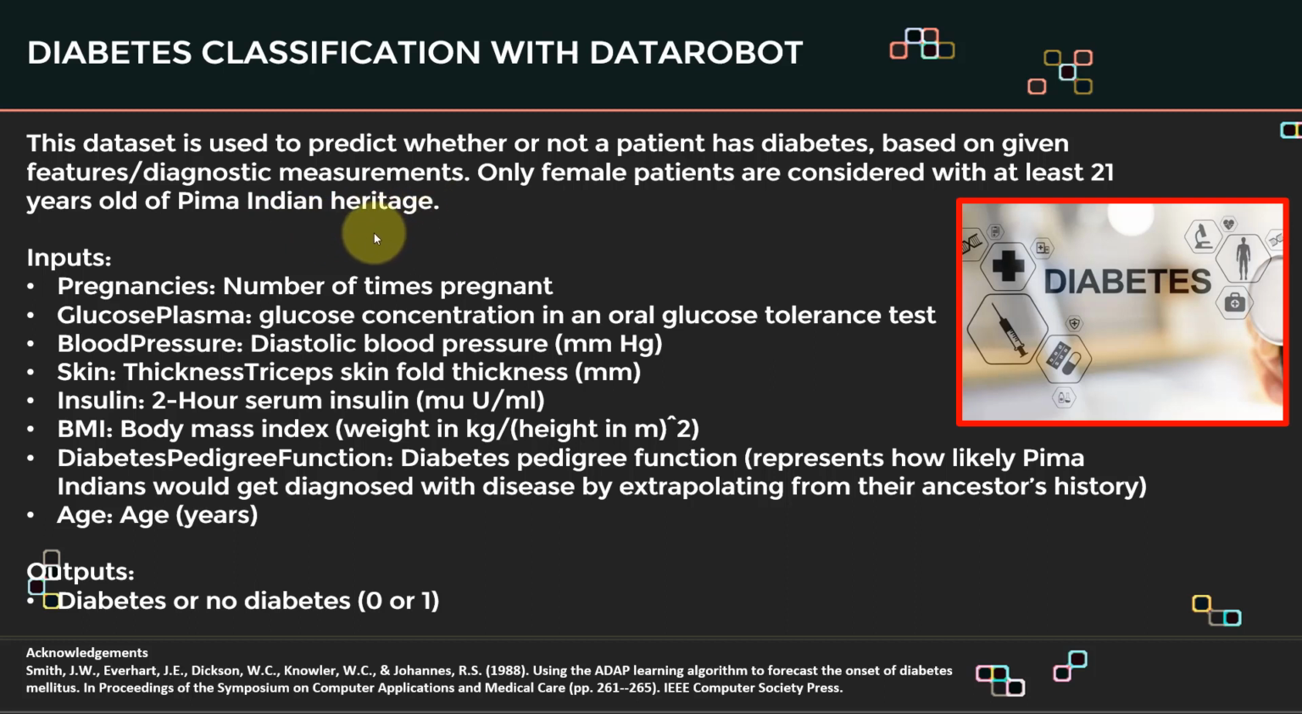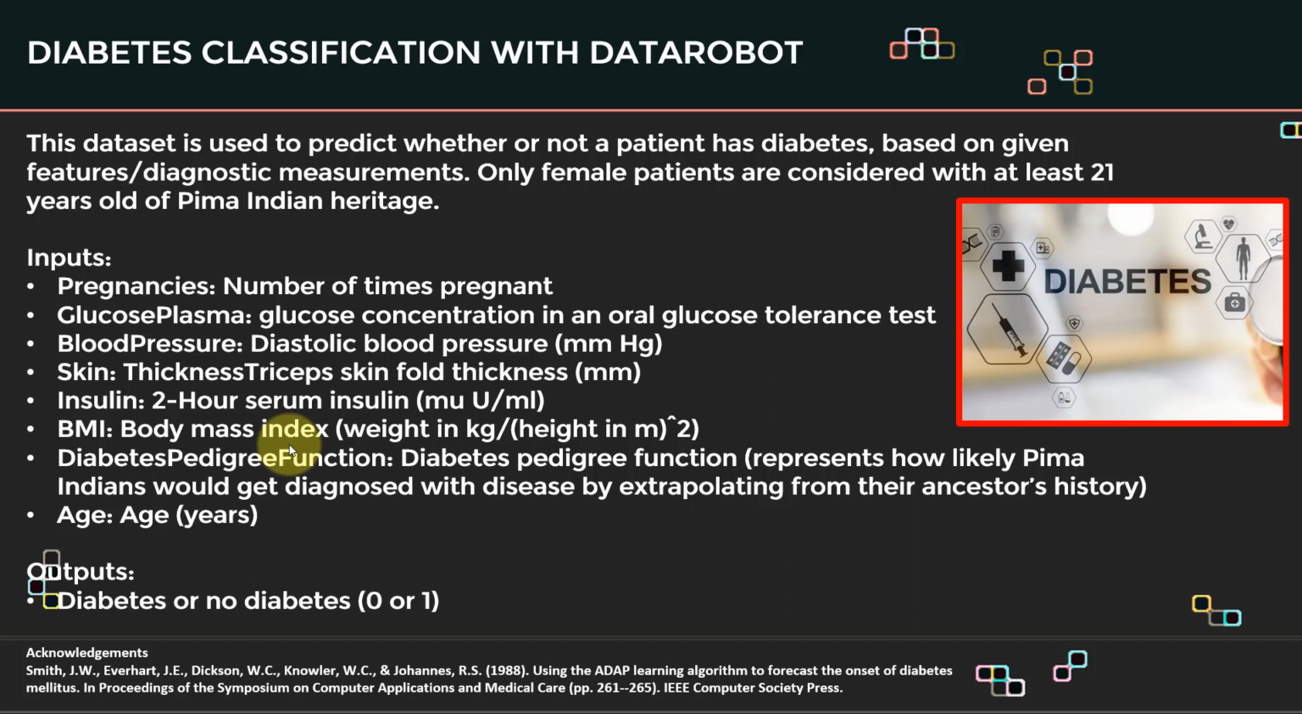So here are the inputs. We're going to take a look at the number of times the patients were pregnant, glucose concentration levels, the blood pressure, and the skin fold thickness. We are also going to use the insulin levels, and all these are measurements. This is a 2-hour serum insulin. We will also feed the model with the body mass index, or BMI for short.